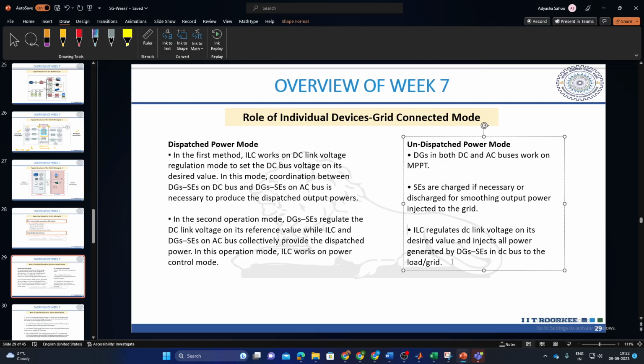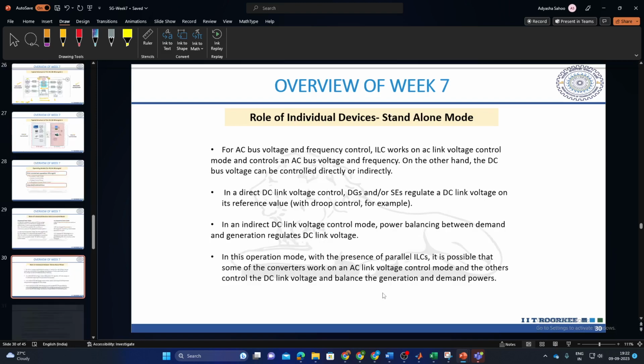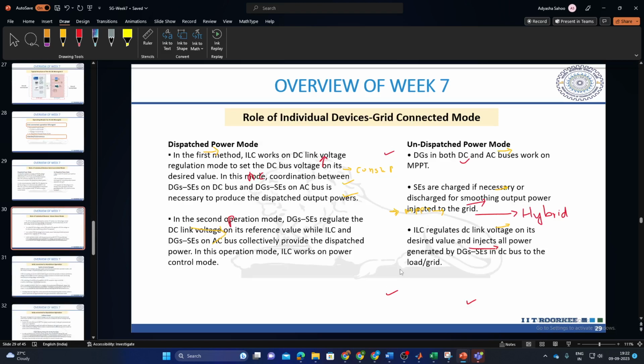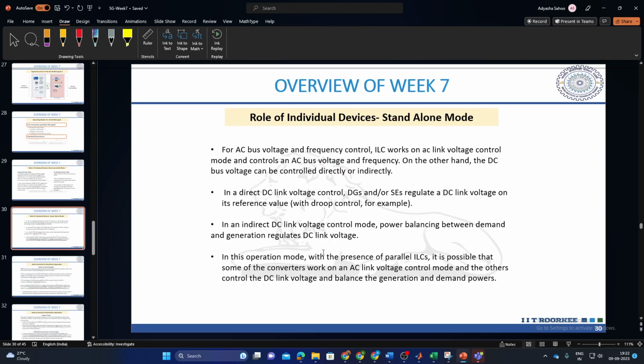And in the undispatched power mode, all the DGs will be working in the MPPT mode of operation, and the storage, depending upon the need, will charge or discharge. And the interlinking converter will regulate the DC link voltage at the desired value, the reference value basically.